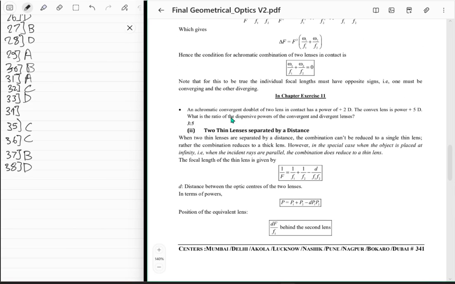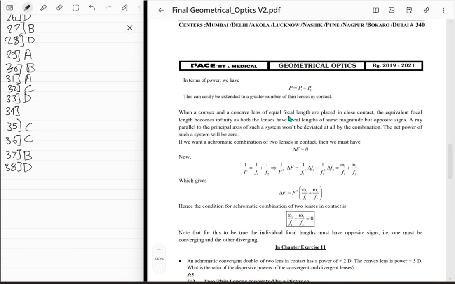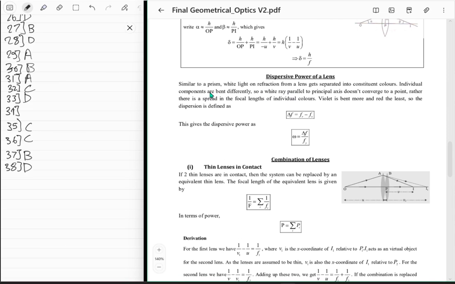Okay, so dispersive power of a lens. Similar to a prism, while light on refraction from a lens gets separated into constituent colors, individual components are bent differently. So a white ray parallel to the principal axis doesn't converge to a point. Rather, there's a spread in the focal length of individual colors. Violet is bent more and red the least. So dispersion is defined as this. Dispersive power is, as I thought, defined by delta F upon Fy, right? That's what we thought. So, okay, that's understandable.